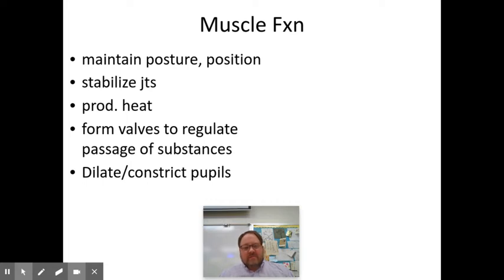Muscles can form valves. Sphincters are muscles that are arranged in circles, and when those muscles contract, they basically close. So you have sphincters on either side of your stomach. We know our stomachs are filled with acid and can dissolve tissues. So we have sphincters on either side of our stomach to help regulate the passage of materials through the stomach and keep stomach contents where they need to be. And we have intrinsic eye muscles that do things like dilate and constrict pupils.